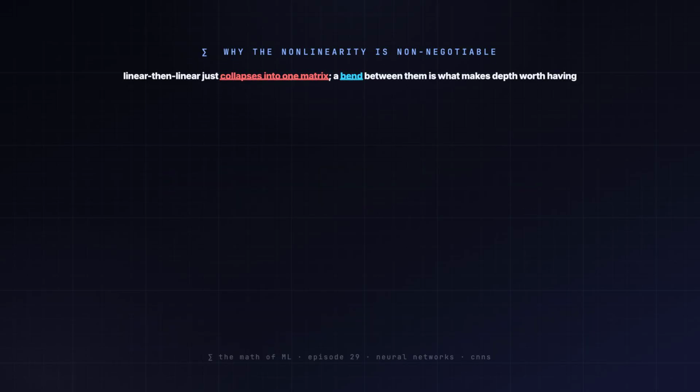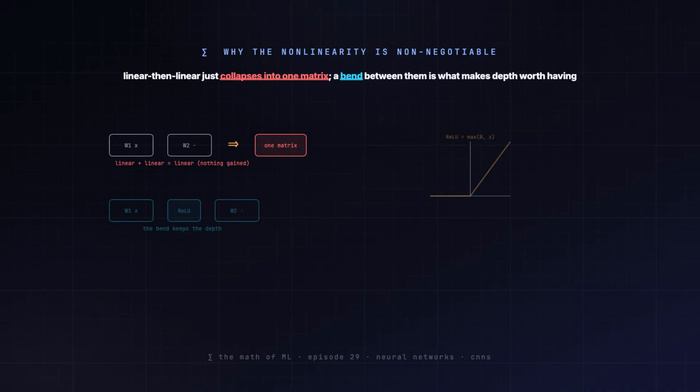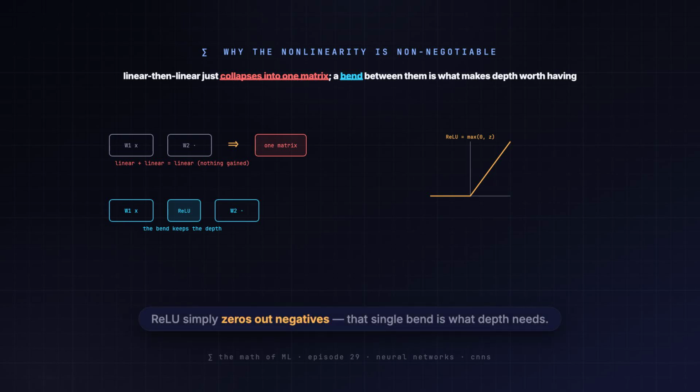Each station does two things. First, a linear step: multiply the incoming numbers by a matrix of weights and add a bias that mixes and rescales the features. But if every station were only linear, you could collapse the whole line into one matrix and nothing was gained. So after the linear step comes a bend, a non-linearity like ReLU, which simply zeroes out anything negative. That bend is what makes depth worth having.